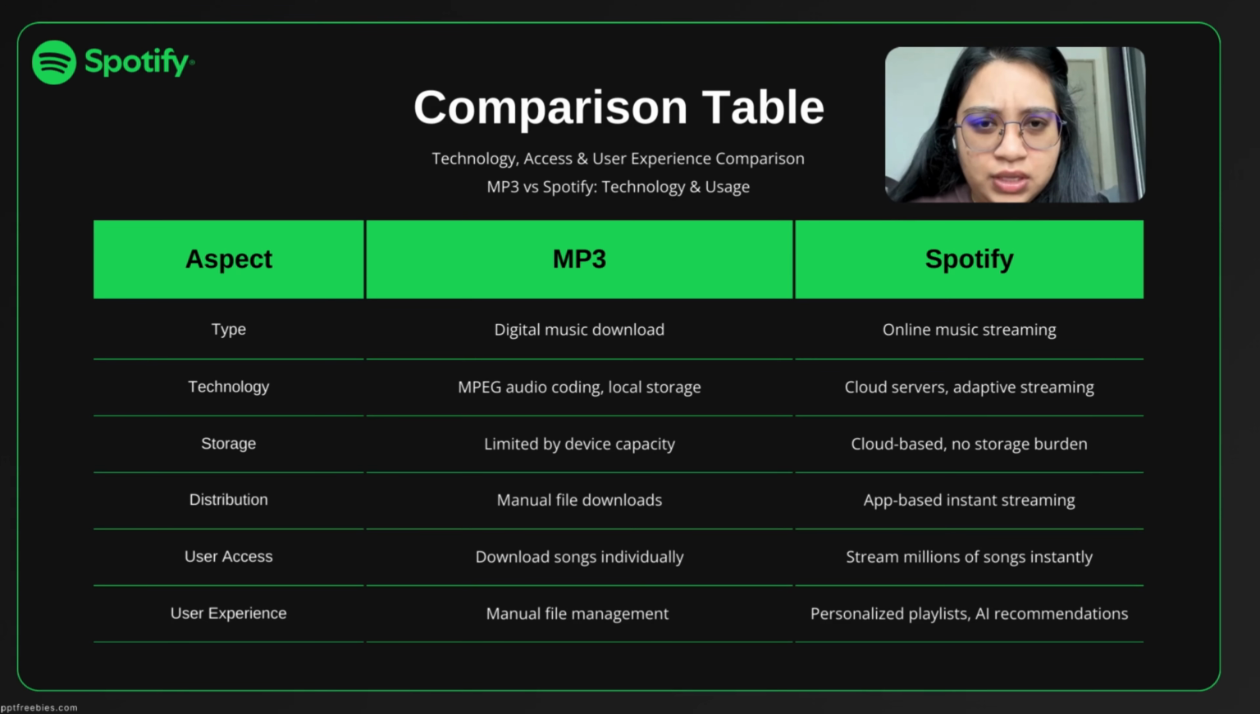In contrast, Spotify introduced cloud-based music streaming. Instead of downloading files, users can instantly stream millions of songs through mobile and desktop applications. This removes the need for large storage capacity and makes music more accessible anywhere and anytime. Spotify also introduced personalized playlists and artificial intelligence-based recommendations, which help users discover new music based on their preferences. This significantly improves user experience and convenience. Overall, we can say Spotify has simplified people's access to music by providing instant streaming, personalization, and multiple device compatibility, making it far more user-friendly than MP3 technologies.